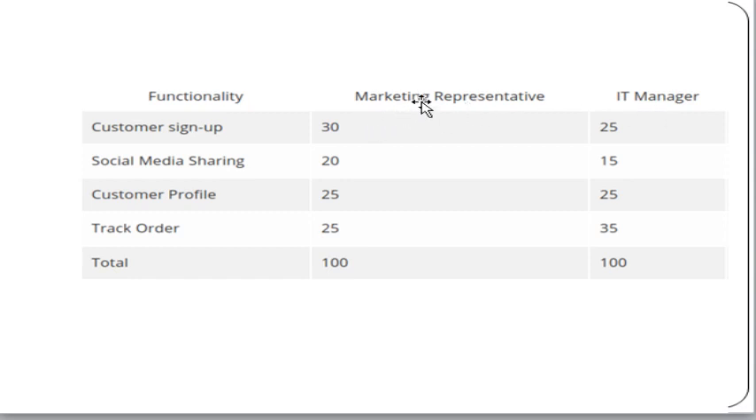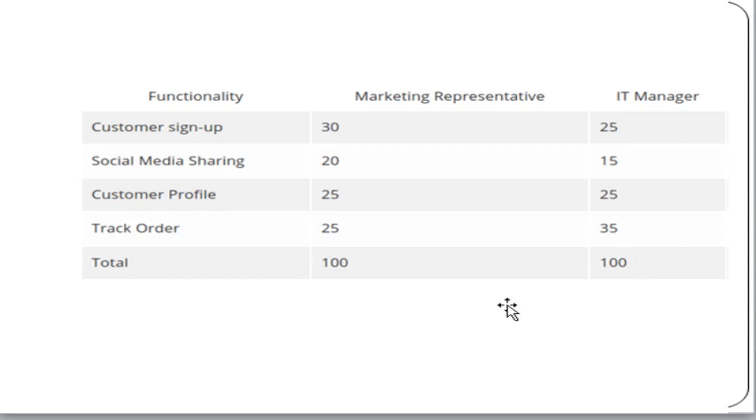For example, the marketing representative gives customer sign up 30 points, social media sharing 20 points, customer profile 25 points, and track order 25 points. So you can see he has divided these user stories unevenly, and the 100 points become the total. Then the IT manager gives 25 points to customer sign up, 15 points to social media sharing, 25 points to customer profile, and 35 points to track order. In this way, the total becomes 100.